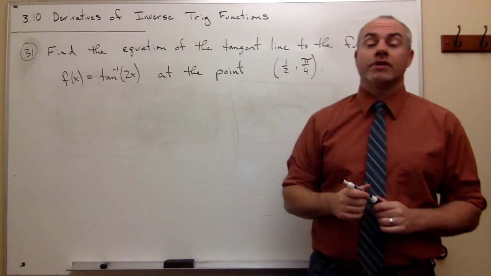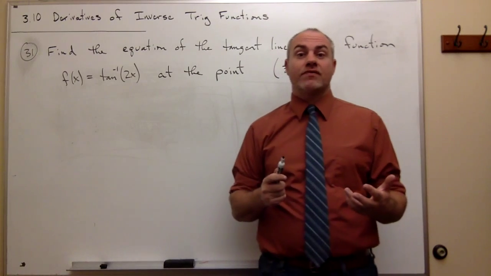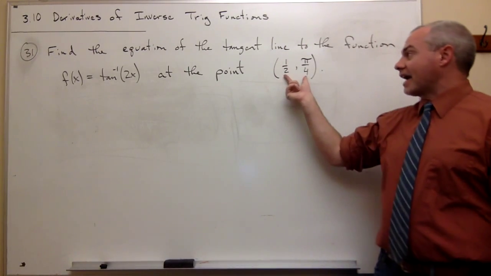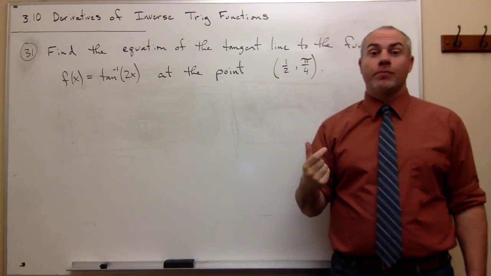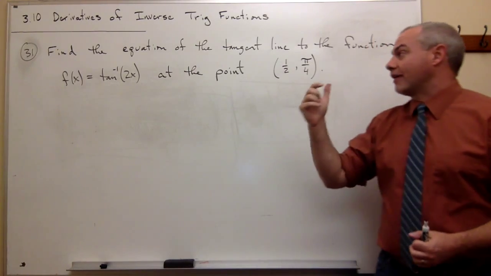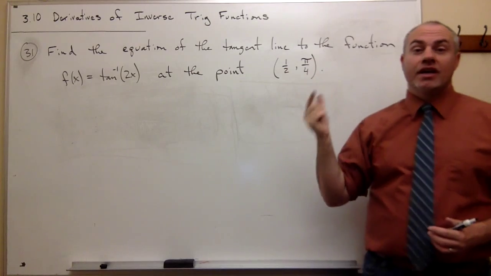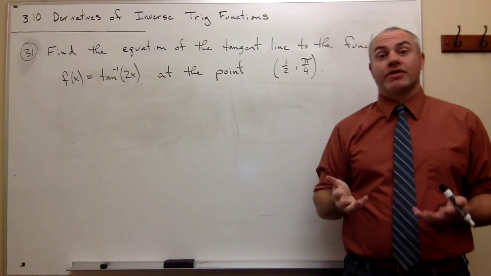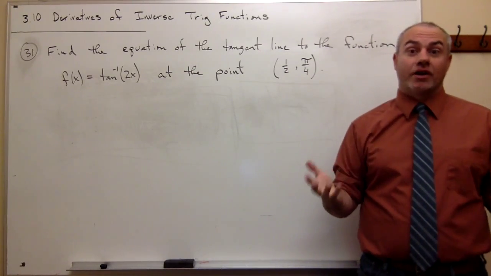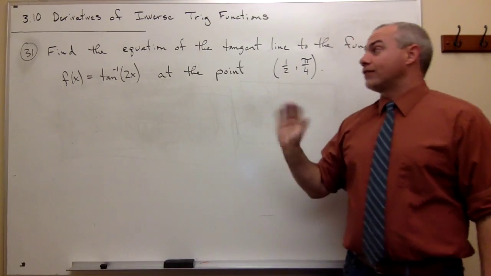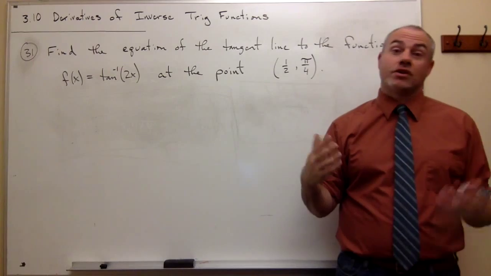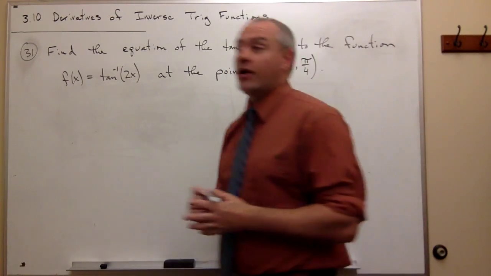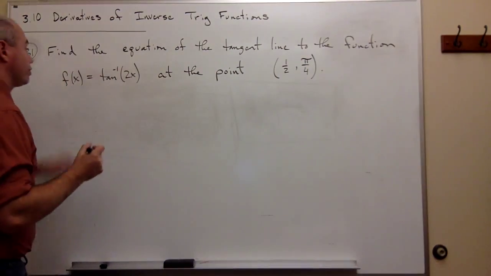So what we want to do here is take the derivative of this function, plug in the x value of this point to that derivative, find our slope, and once we know our slope, we'll have a slope, we'll have a point, and we're able to use the point-slope equation of a line to find our line. Okay, so let's do it. First step is we've got to find the derivative so that we can find slope. So let's go ahead and find the derivative of this function.